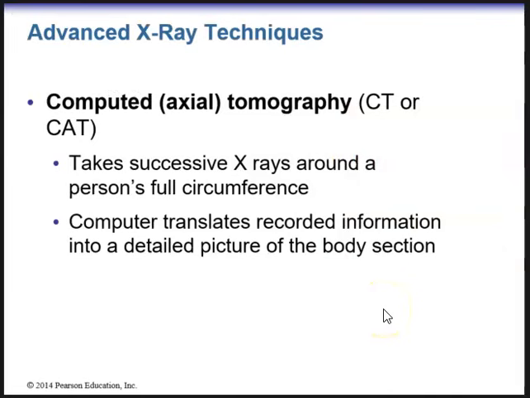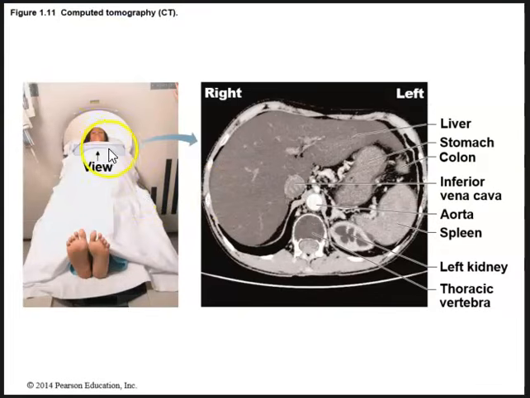Other X-ray techniques, or advanced X-ray techniques, we have a CT or CAT scan. So this stands for computed axial tomography. This takes successive X-rays around a person's full circumference. The computer will then translate the recorded information into a detailed picture of the body section. So we have a patient going into the CT scan, lying down usually, and then it takes transverse cuts of the body so that we can visualize the different organs within the body.